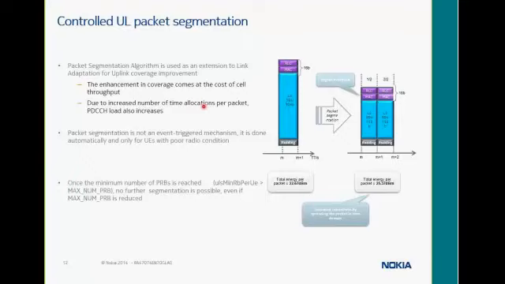All right. In controlled uplink packet segmentation, notice that this is dealing with the uplink segmentation. This is a feature that is automatically used in the network to adjust for the subscriber having poor coverage. Literally, we are limited in coverage.